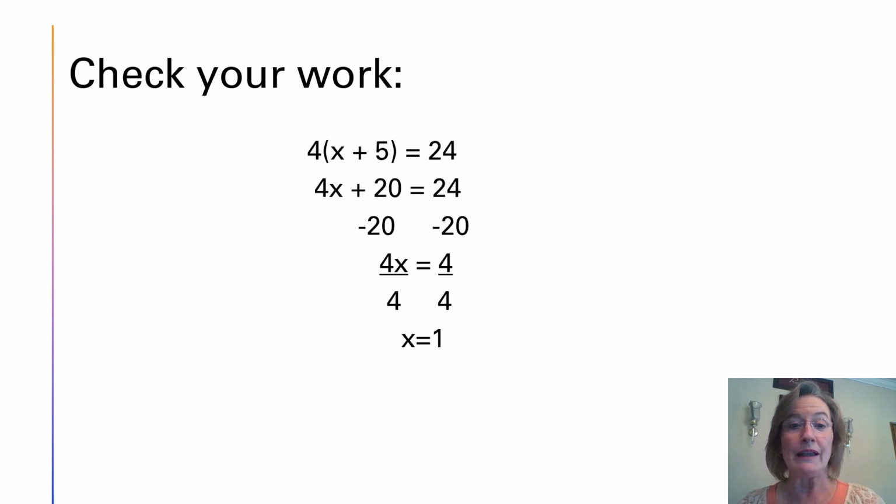If you put 1 back in here, you can see that's the answer. 1 plus 5 is 6. And 6 times 4 is indeed 24. Okay, let's try another one.